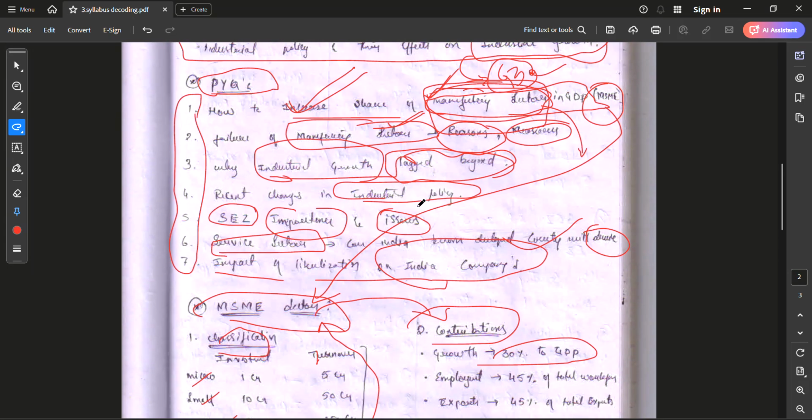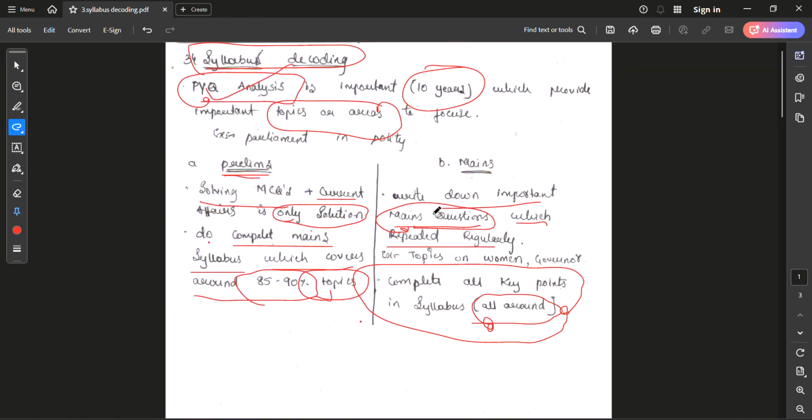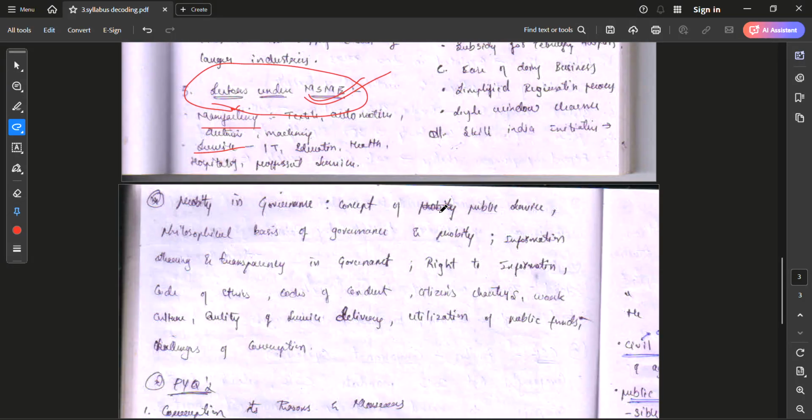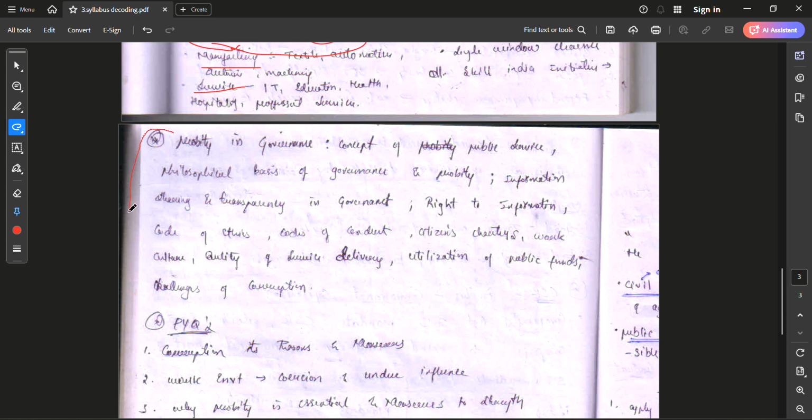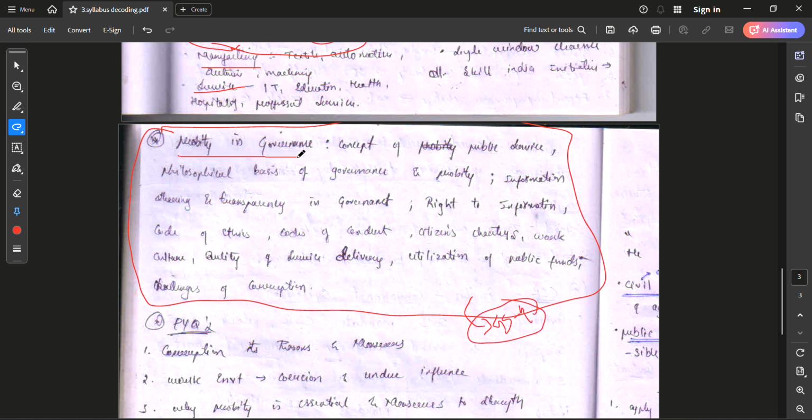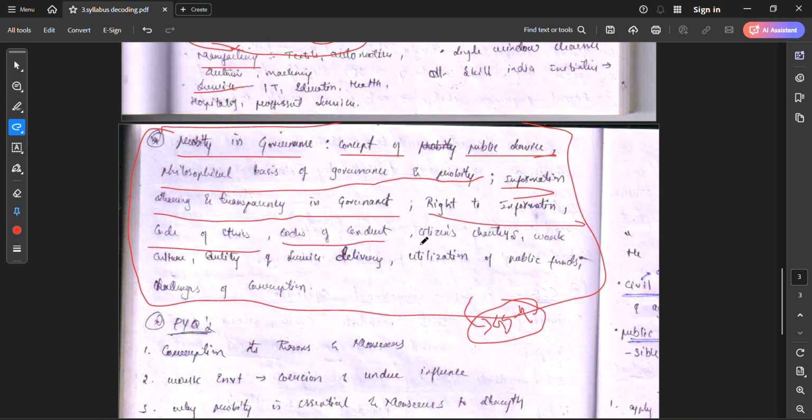Okay friends, I hope you got a clear idea about syllabus decoding. I will also show another subject. You can see this is GS4 ethics. You can pause the video and go to the GS4 ethics syllabus, under which you can find probity in governance, the concept of public service, philosophical basis of governance and probity, information sharing and transparency in governance, right to information, code of ethics, code of conduct, citizen charter, work culture, quality of service delivery, utilization of public funds, and challenges of corruption.